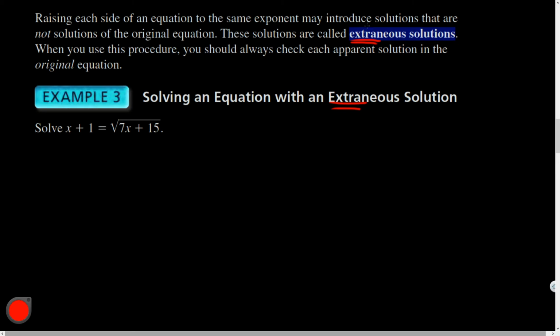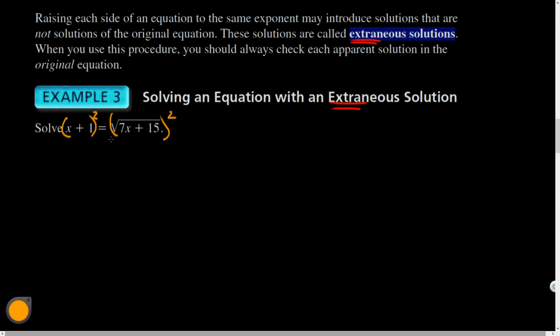Example 3. Here we go. So these are called extraneous solutions that are not actually solutions of the original equation. This problem has got such good stuff going on in it. Okay, so here we go. This square root is already by itself on its own side of the equal sign, so it's ready to square both sides.